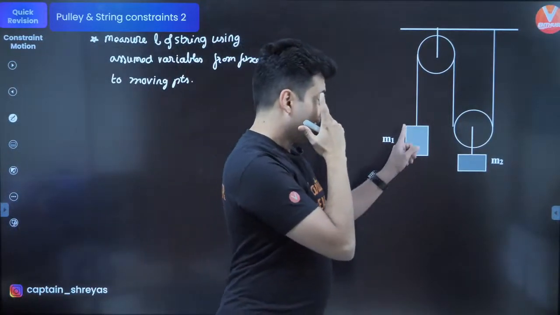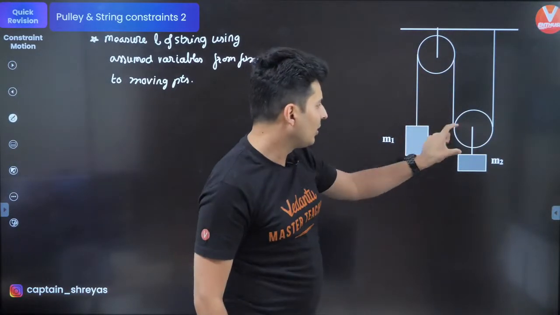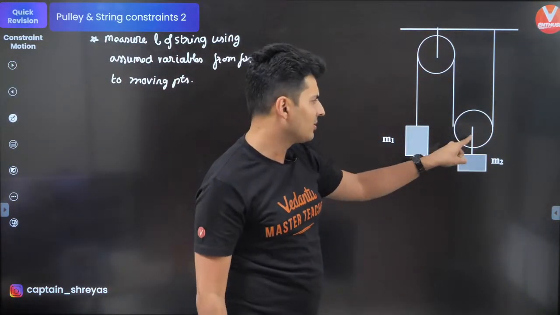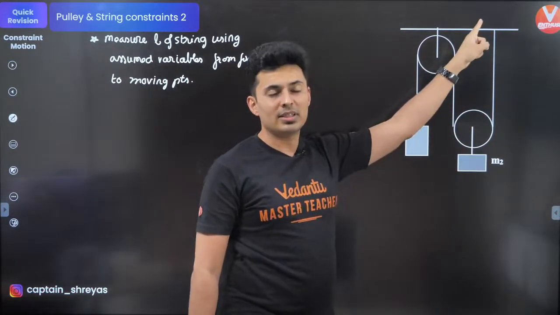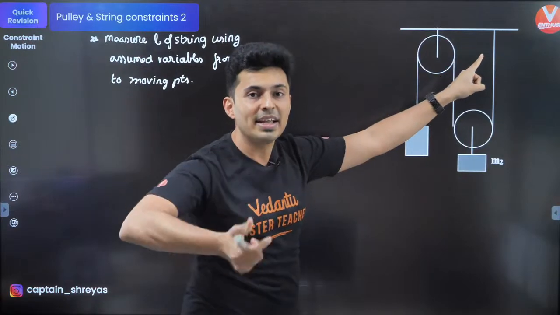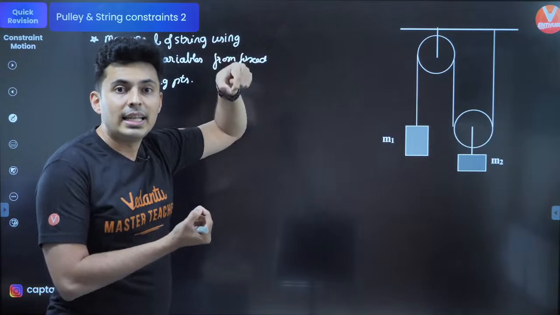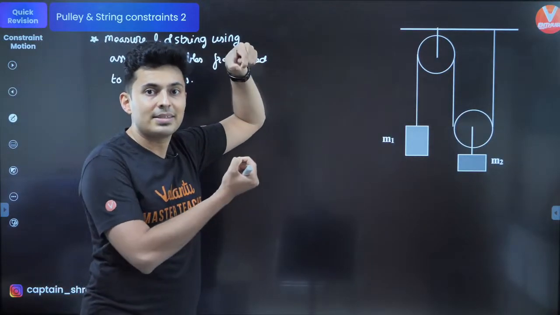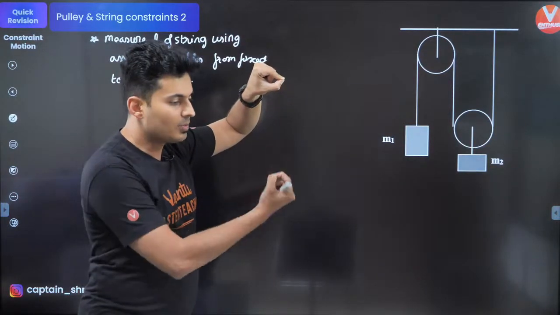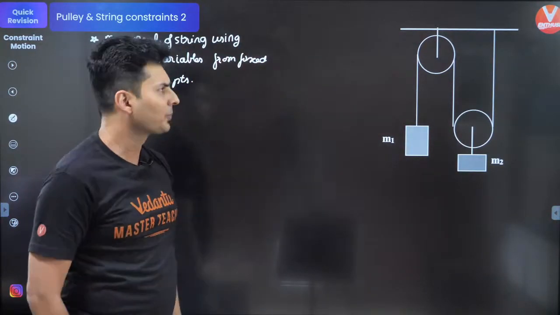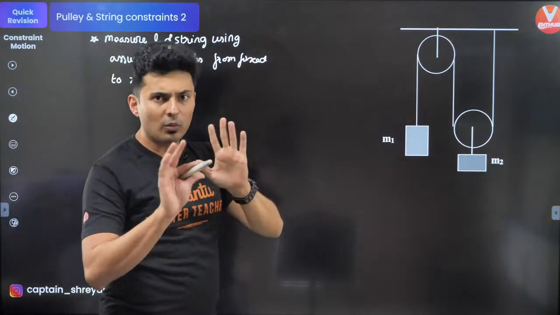See, you can observe that there is exactly one string here. Although this string is there, it is useless, it's not doing anything. This is the main string. Measure the total length of the string using some assumed variables, and make sure that of the variables you are assuming, one is fixed at a point, the other one is probably at the moving end. Observe this now. First of all, I'll tell you what it means.